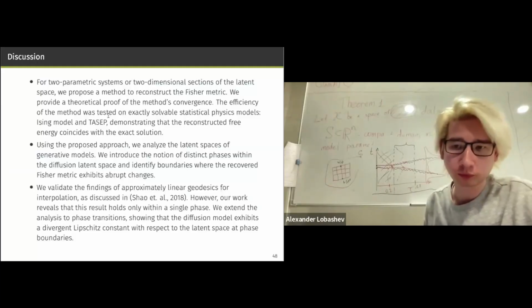Okay, that's super cool. We didn't think about phase transitions at all, but it really makes sense to study them from this point of view. So it's a super nice work.